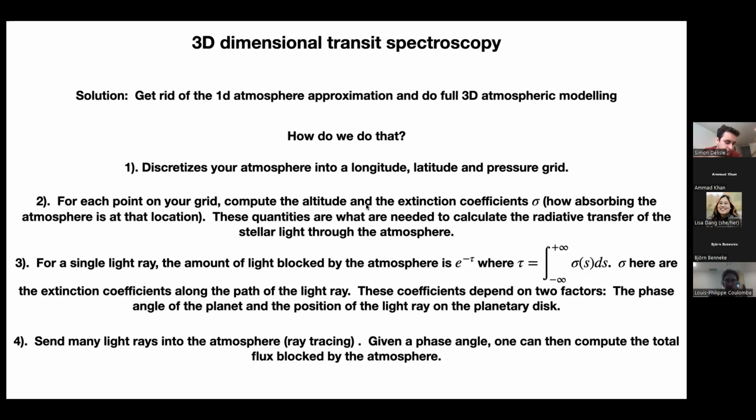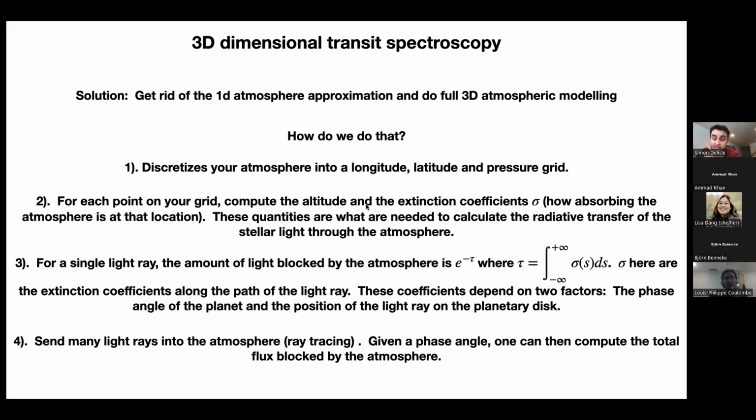Then how do you compute the total amount of light that is blocked? You basically do ray tracing. So you send light rays through the atmosphere, and you compute the optical depth and the transmittance of each ray. And then you just integrate all these rays to get the total amount of light that is blocked.